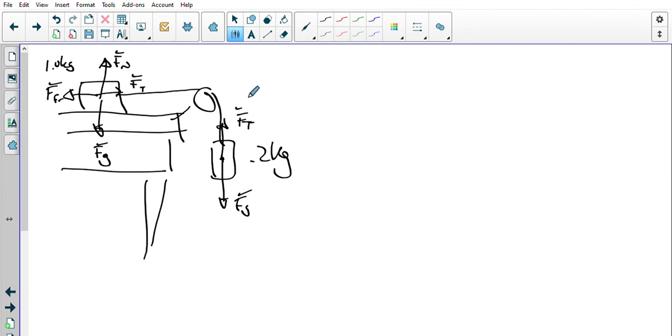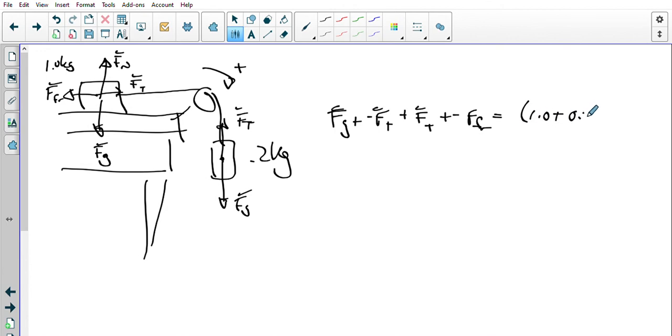All right, so we're going to do it the same way. We're going to define this direction to be positive. So we're going to have a force of gravity plus a negative force of tension, plus a positive force of tension, plus a negative force of friction. And that's equal to our total mass, which is 1.0 plus 0.2, and then times our acceleration. All right, so these tensions cancel out to be equal to 0. We'll have the force of gravity, which is 0.2 times 9.8.